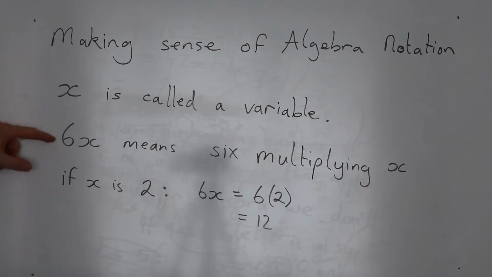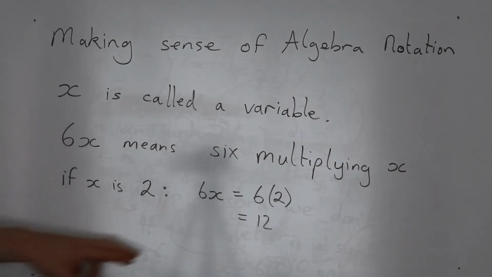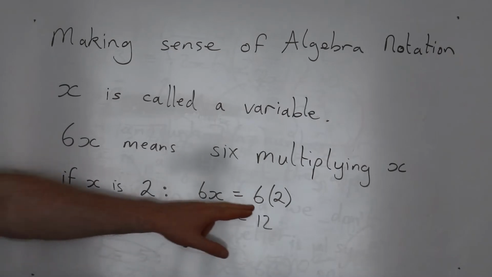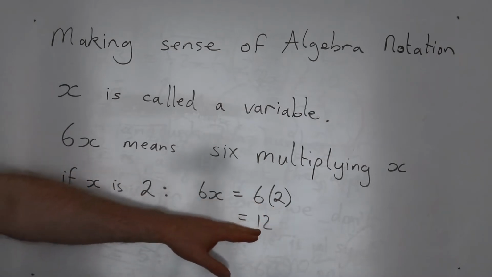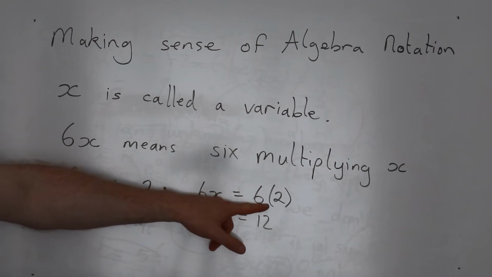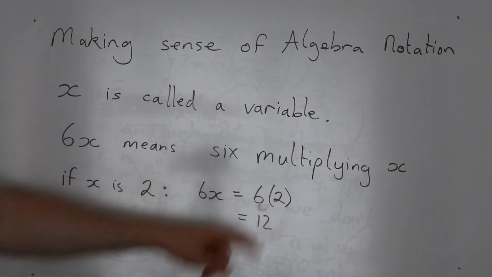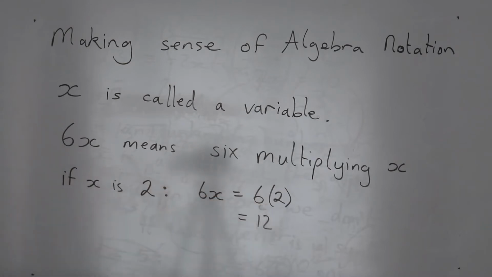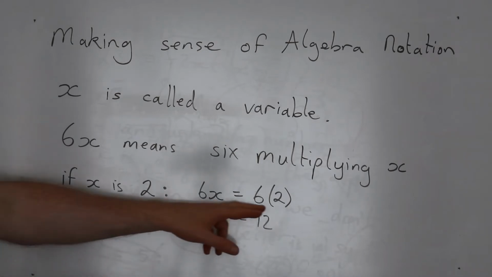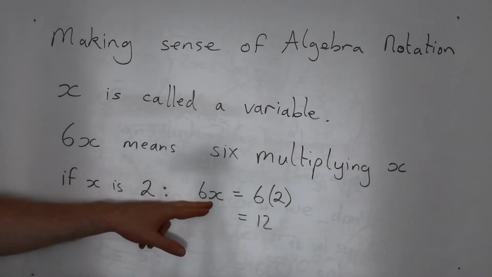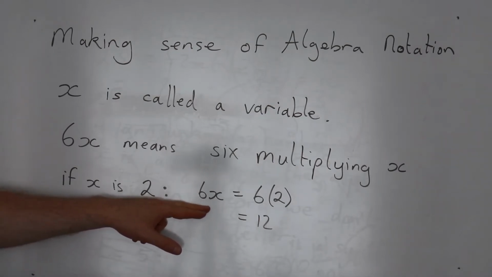In that case, something like 6x means 6 multiplied by x. If x was 2, or is 2, then 6x is the same as writing 6 multiplied by 2, which is 12. Remember that brackets, or as the Americans call them, parentheses, they mean multiplication. So brackets mean multiplication in all areas of maths and algebra. So this is multiplication, so is this, and we tend to forget that sometimes. So 6x means 6 multiplied by x.